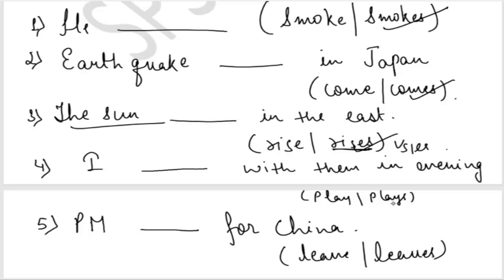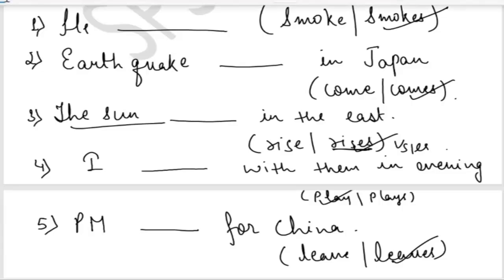4th number? I play with them. Play. Very good. Fifth number? PM leaves for China. Leaves. So, according to your answer, I can guess that whatever I have told you, it's clear, right? Yes, ma'am.